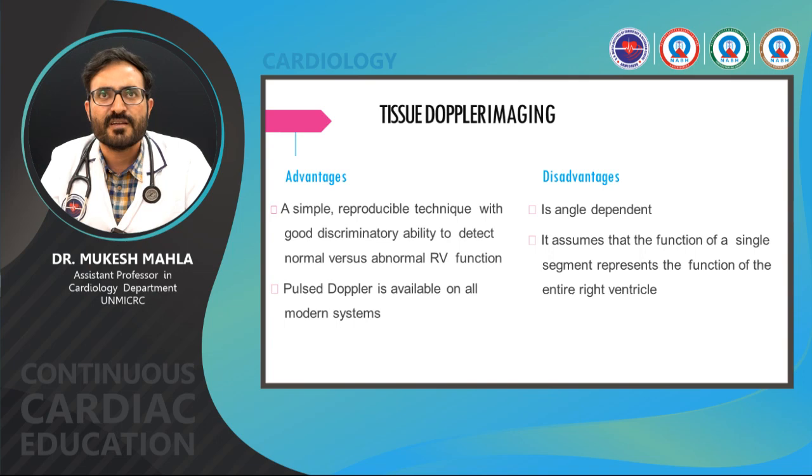It is a simple, reproducible technique, and pulse Doppler is available in all modern machines, while it is angle dependent, and it assumes the function of a single segment only; only longitudinal assessment is assessed by S-dash, so it is not feasible for global assessment.